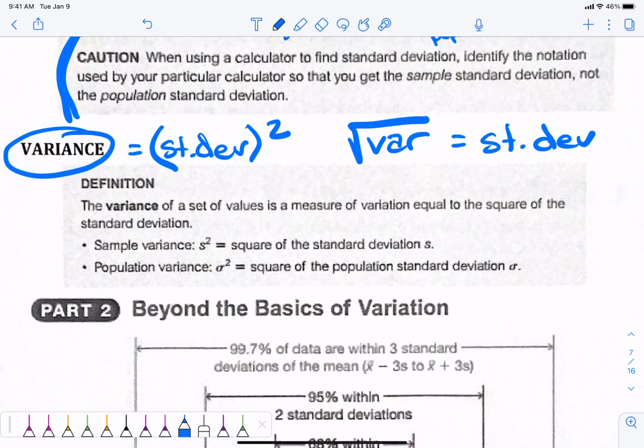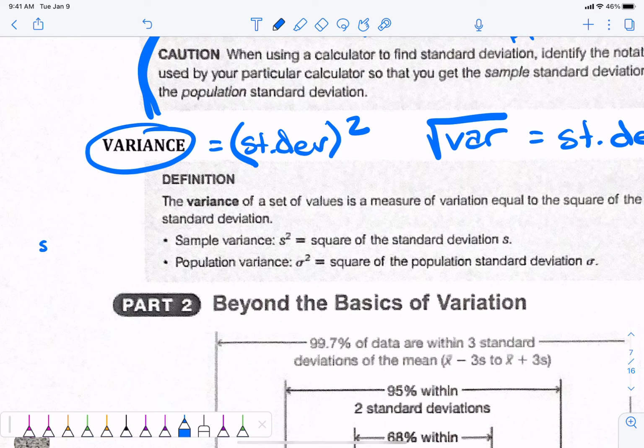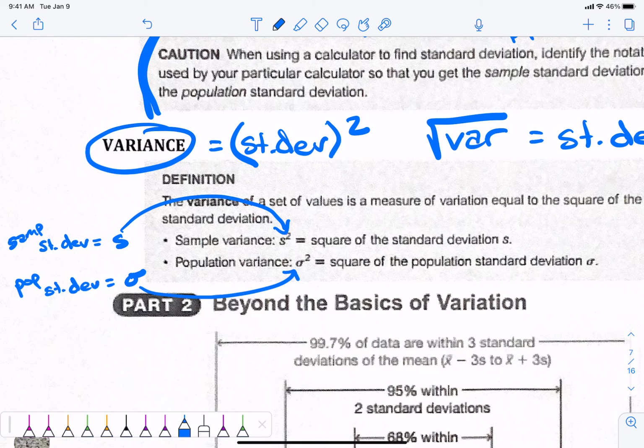So variance, the symbol for variance. If the standard deviation for a sample is S, and the population standard deviation is sigma, the variance only makes sense that this would be S squared and sigma squared. Yeah? That's the symbol that they will use for variance. Make sense? That only makes sense, right? S and S squared, sigma squared, right?